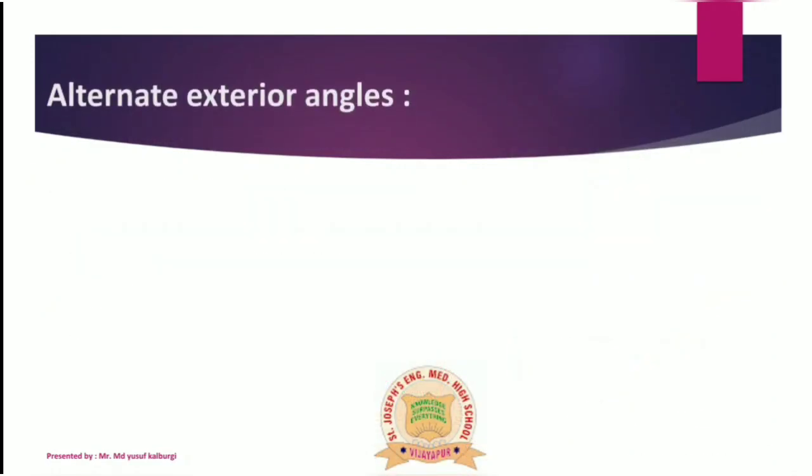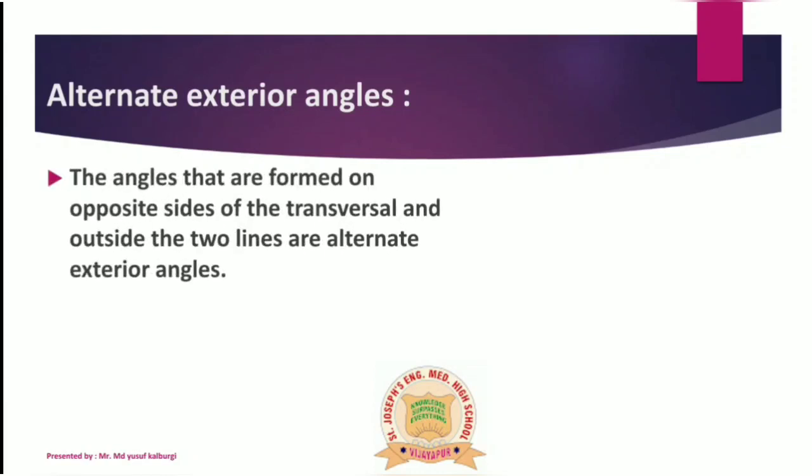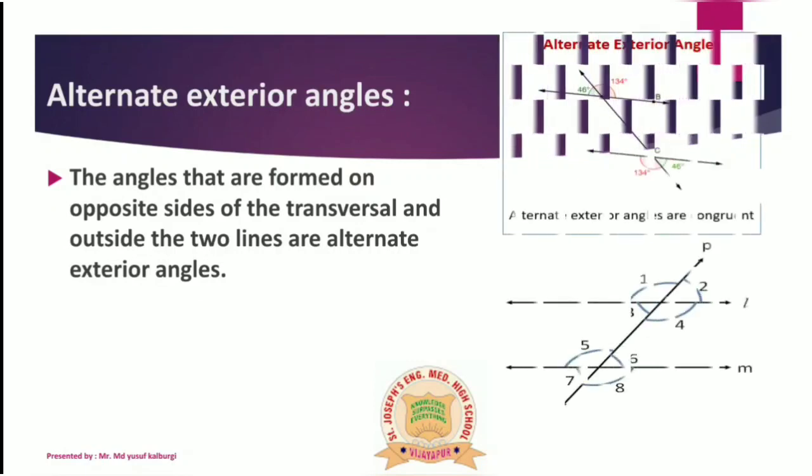What are these alternate exterior angles? Let us define it first. The angles that are formed on the opposite sides of the transversal and outside the two lines are alternate exterior angles. We have studied that if angles are inside the parallels, they are interior angles; if they are outside the two lines, they are exterior angles. Let us study it with the diagram.